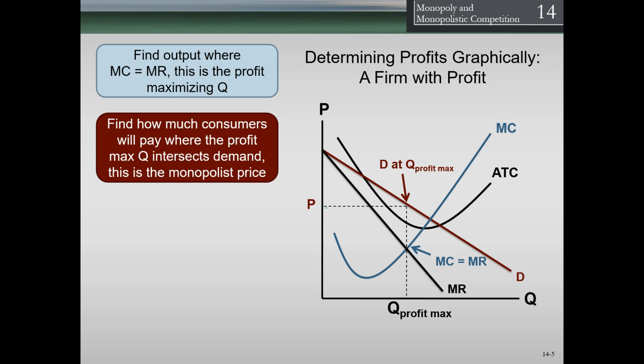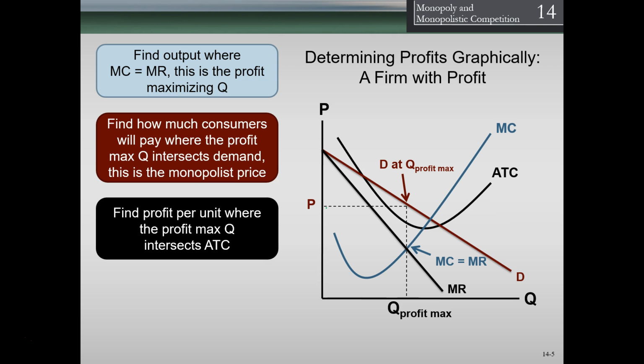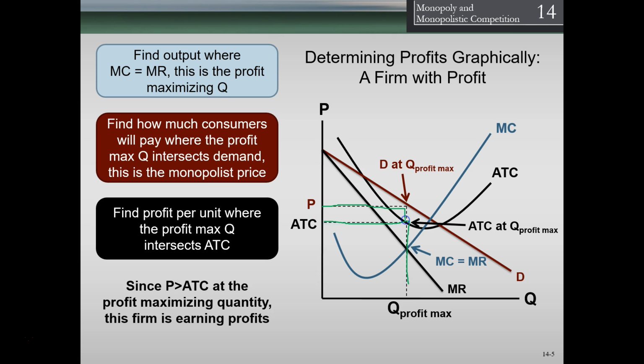Now we're trying to think about what our profit will be in this scenario graphically. Find the profit per unit where the profit maximizing Q intersects the average total cost. So now we're going to go back down to where the average total cost curve is. You can think about this as three rectangles here. We've got the total revenue, which is this large rectangle. We've got the cost, which is going to be this rectangle. The difference between the large rectangle and the cost is going to be our profit. Since the price is greater than the average total cost at the profit maximizing quantity, this firm is earning a profit.